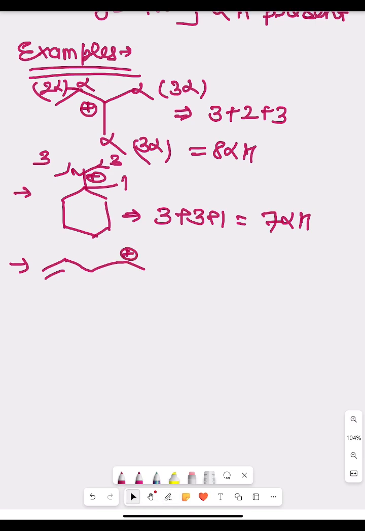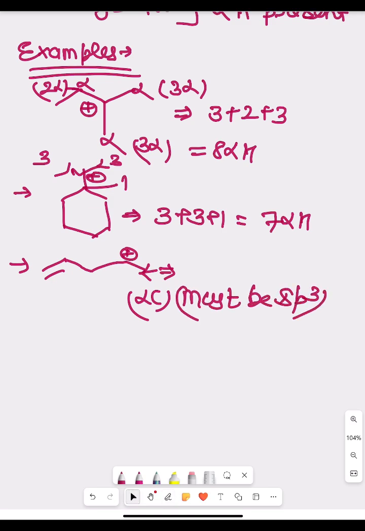Now this is tricky. Tell me how many alpha hydrogens or alpha carbons are there. You must be thinking there are 5 alpha hydrogens, 3 here, 2 here. No, it's only one alpha carbon. Alpha carbon must be sp3. This is not sp3. This is sp2. Here there are 3 alpha H only.